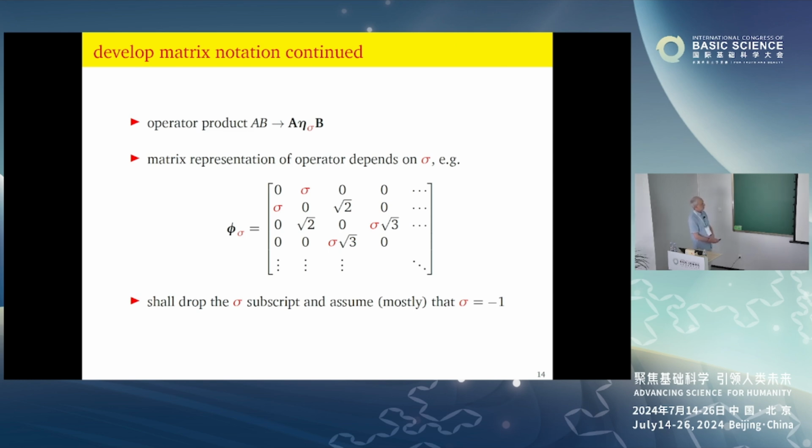Another thing: if you take an operator product, then in matrix notation, after introducing a complete set of states, that brings in this matrix eta. Also, we can just figure out explicitly what the matrix versions of various operators look like. For example, phi-fold is this matrix that depends on sigma in this way. So I think I've given you a good sense of how everything depends on sigma. From now on, I'll just drop the sigma subscript, and for the most part, I'll be talking about a ghost theory.